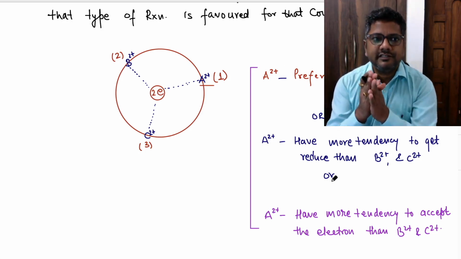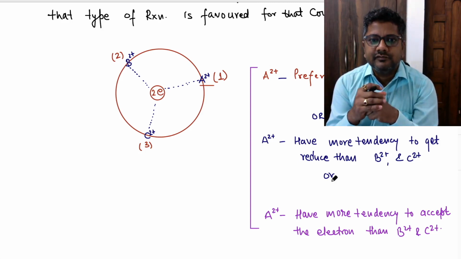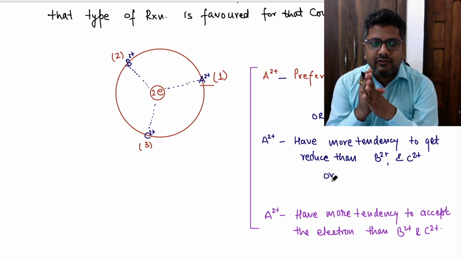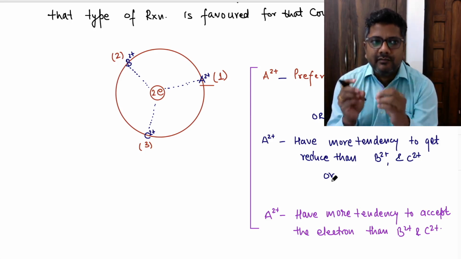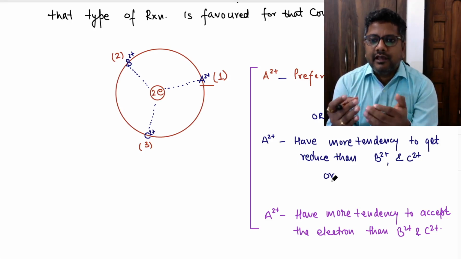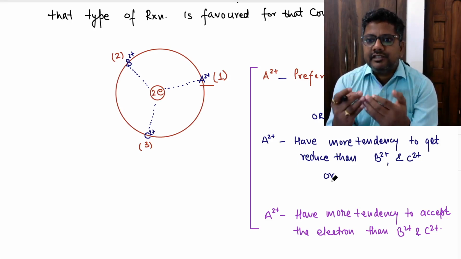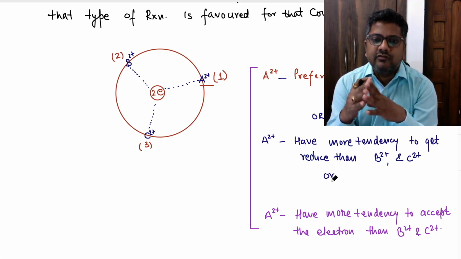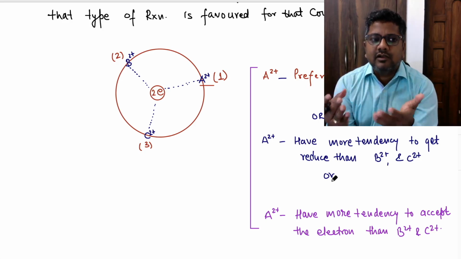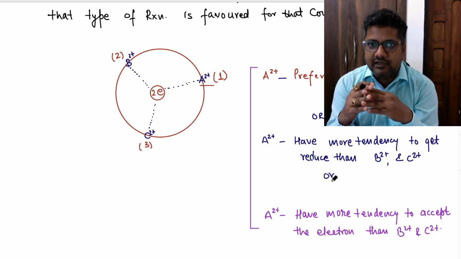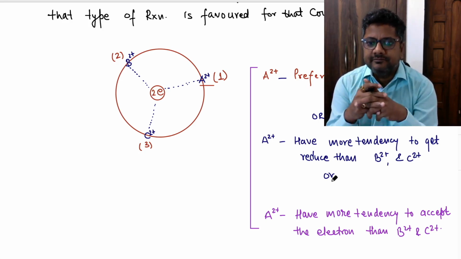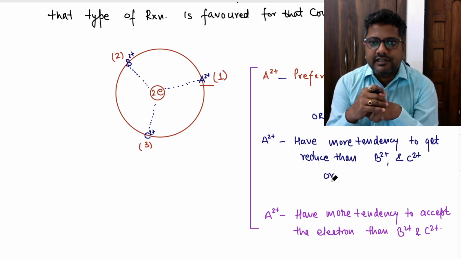How have I decided this? On the basis of E naught. So if 2, 3, 4 species, or a minimum of 2 species, are given to you, and it is asked which species is preferentially reduced, what you have to do? If oxidation potential is given, then you have to convert that into the reduction potential, E naught, simply by changing the couple and changing the sign. And on the basis of that, you can decide. Very easy.